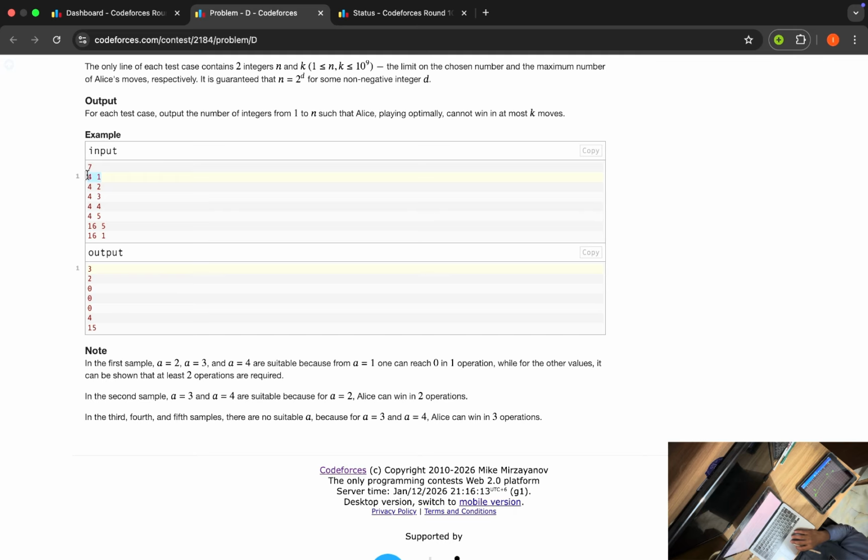Why are those optimal? a from 1 to 4 is suitable because a equal to 1 can reach 0 in one operation, while for the other values it can be shown that at least 2 operations are required. In the second sample, 4 2, the answer is 2. 3 and 4 are suitable. Is there any good example? 16, that is 4.